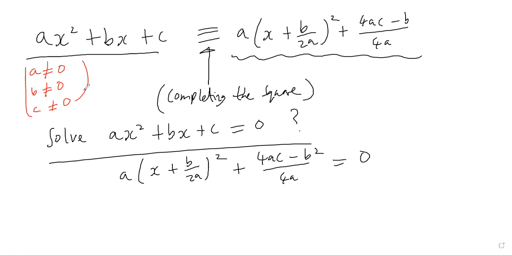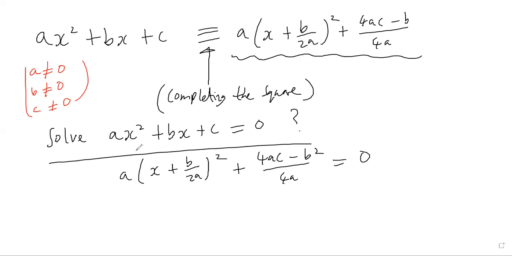Something I didn't mention yesterday is that we assume a, b and c are non-zero numbers for this to work. So we got this result when we completed the square with this quadratic. That's what happens when you complete the square.